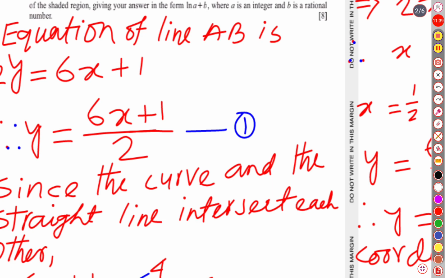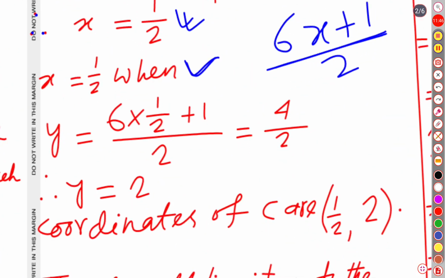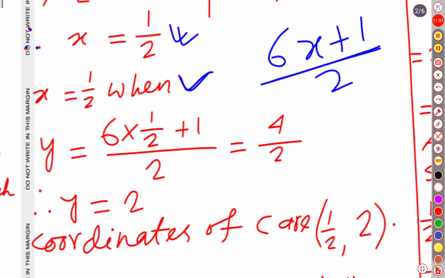Look here, the equation of the straight line is 6x plus 1. So x, already we have obtained our x coordinate. How much is it? The x coordinate is half. So 6 into half plus 1. What is it going to be? If we cancel this 2 by this 6, so this is going to be 3.